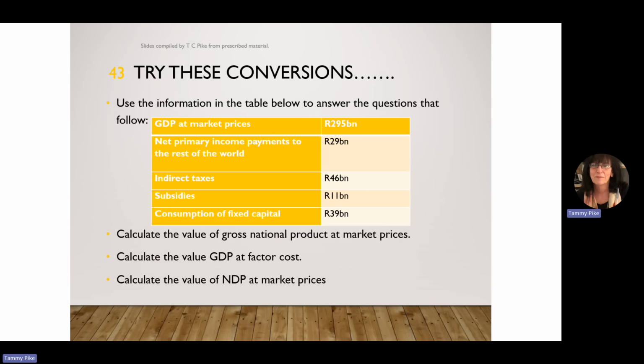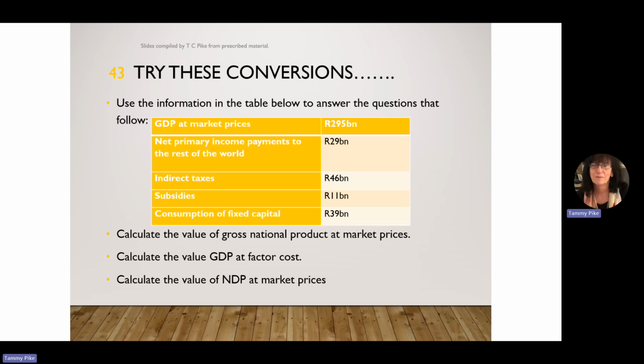Because what we need to do is convert gross domestic product at market prices to gross national product. That is production by South Africans. So they've already done half the sum for us. So net primary income payments to the rest of the world. That means we've got to make a payment. That means this must be a subtraction. So 295 minus 29, and that is going to be your answer.